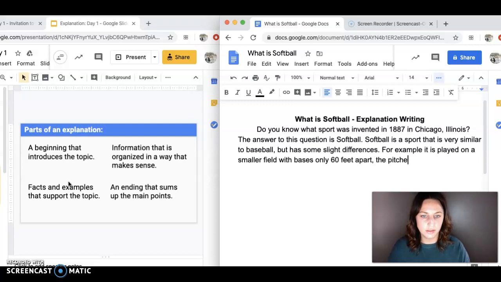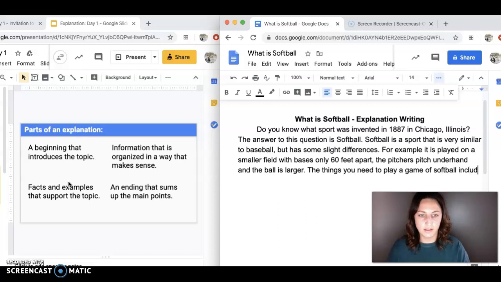The pitchers pitch underhand and the ball is larger. The things you need to play a game of softball include 10 players, a ball, bats, gloves, and a softball field.